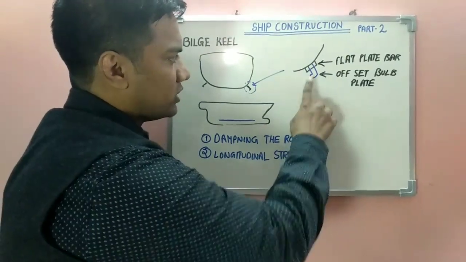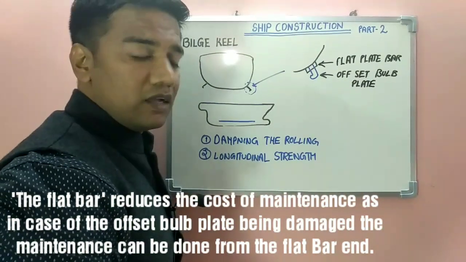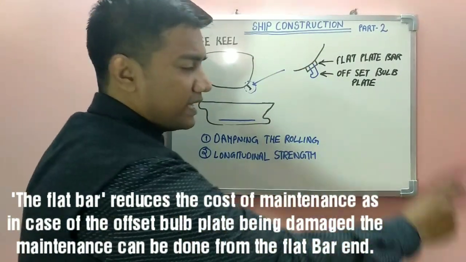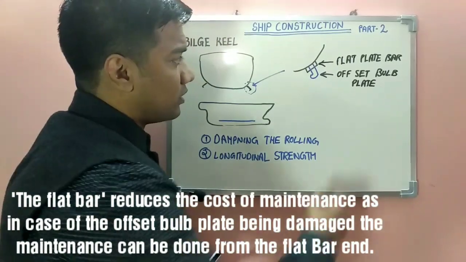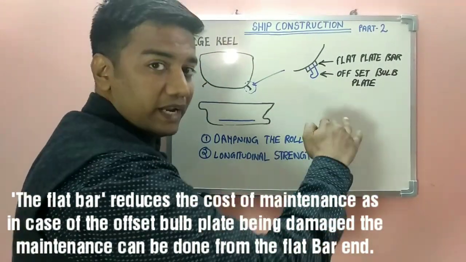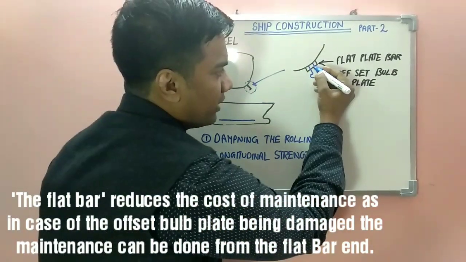So you have to draw this structure, and then he may ask you what is the function of the flat plate bar. The function of the flat plate bar is that this plating is present so that maintenance can be done in case your offset bulb plate breaks down. It will break from this point.